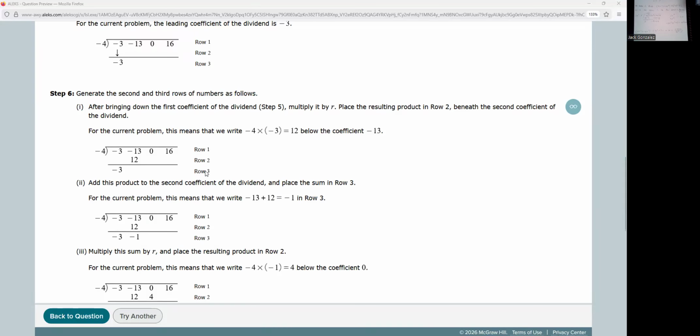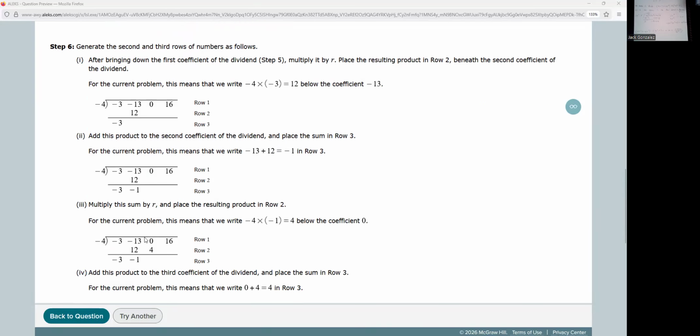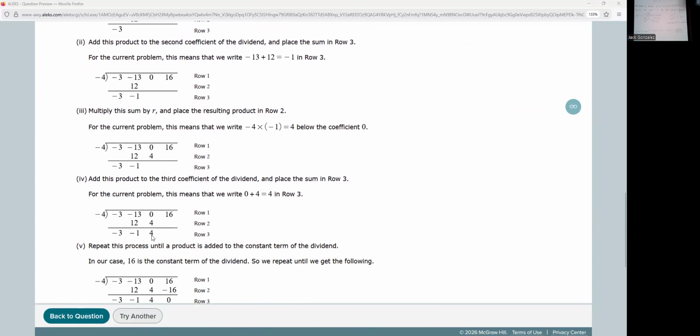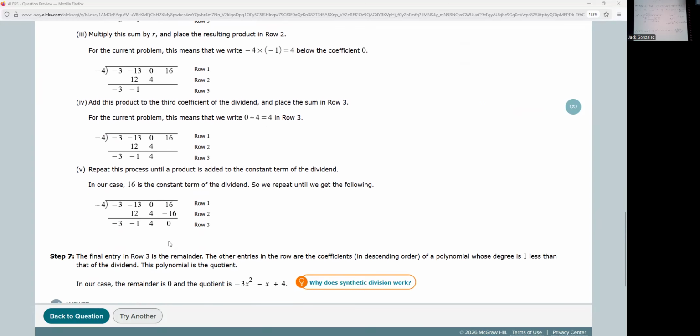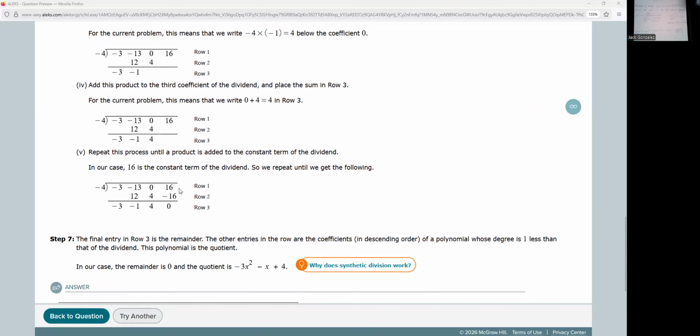Okay, so -4 times -1 gives me the 4. 4 plus 0 gives me a 4. -4 times 4 gives me a -16. -16 plus 16 is 0. So now I have the coefficients for my new polynomial, the reduced one, which is here. And that's it.